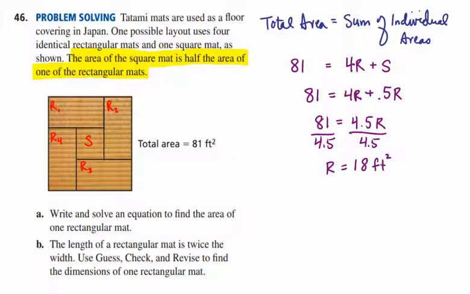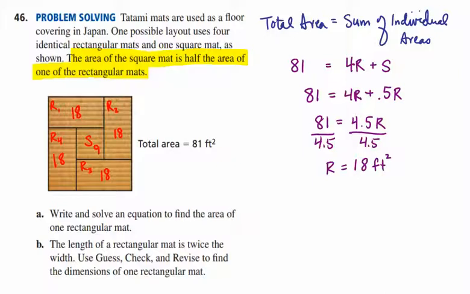So the area of one of the rectangular mats is going to be 18, and we can add those up. 18, 18, that's 36. Another 18 is 54. Another 18 is 72. And we know that the square mat is half of that, so that would have to be 9. 72 and 9 is equal to 81. Alright, so there you go. We've solved for the area of one of the rectangular mats.